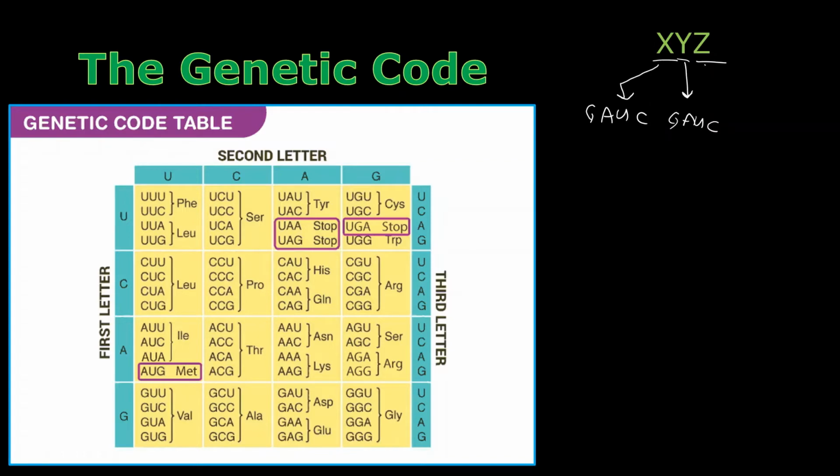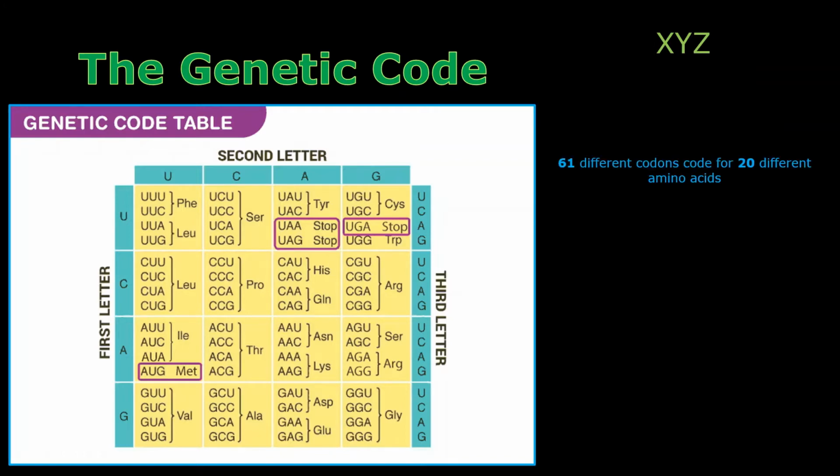So that means the third position can only be a G, an A, a U, or a C. All right, so what I'm doing is, if the first position could be one of 4 things, and the second position can be one of 4, and the third position can be one of 4, we can do a little math, 4 by 4 by 4, and probability tells us there are 64 different ways of recombining 4 different things 3 times.